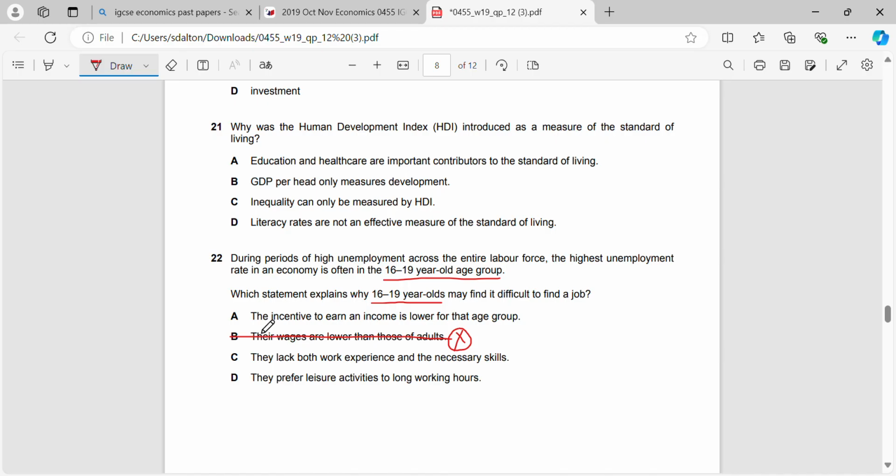The incentive to earn an income is lower. That's not true. 16 to 19-year-olds want to earn an income just as much as other age groups do. They prefer leisure activities to long working hours. Again, that's not true. If they get paid enough money, they're going to work long hours. The reason why they find it difficult to get a job is because they don't have the necessary skills yet, and they're lacking the work experience that they need.